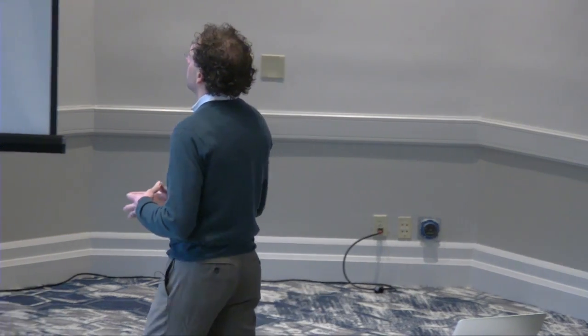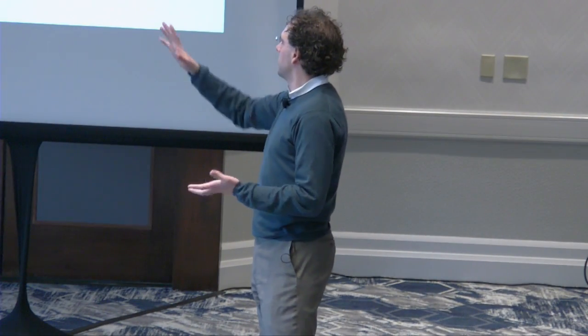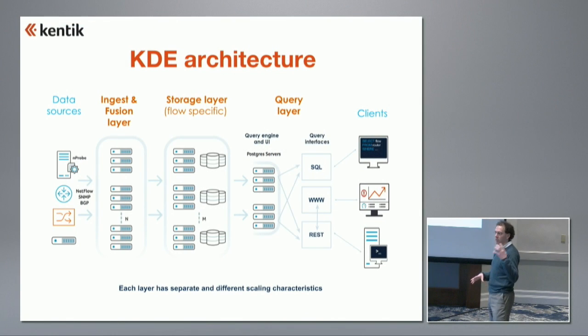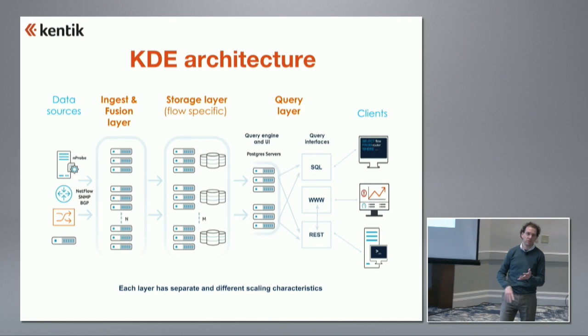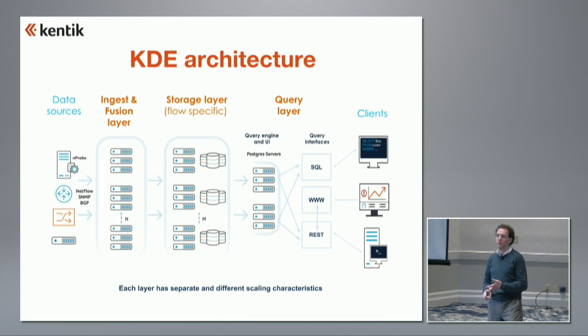The architecture of the system is we've got data sources on the left, which is the SNMP, the BGP, the host data, the performance data. We bring it into a fusion layer, which we're going to talk about. We store it, and then we've got a query layer that can query that storage. And on the right-hand side, we have users, which could be SQL, could be REST, or the UI that Avi showed.